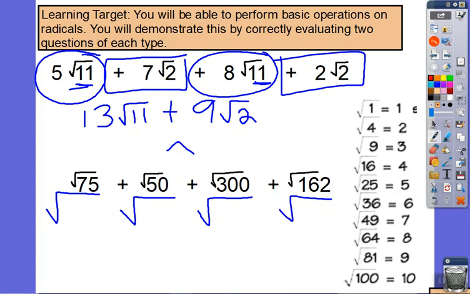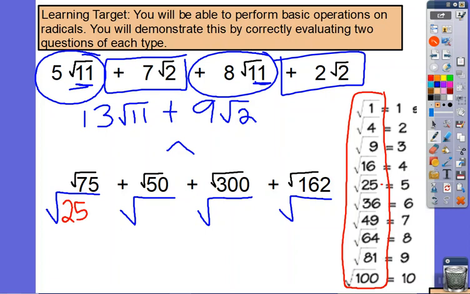So what goes into 75 from my list over here? So 75, that's going to be 25. So that's going to be, how many 25s? That's going to be 25 times 3. What goes into 50? From my perfect list over here, 1, 4, 9, 16, 25, 36, that's also going to be 25. That is 25 times 2.